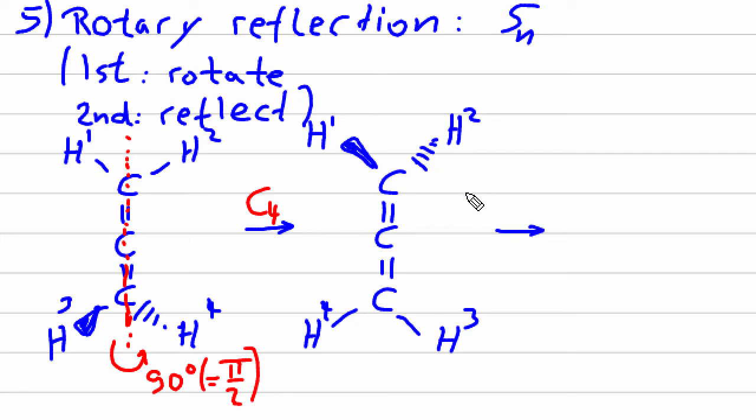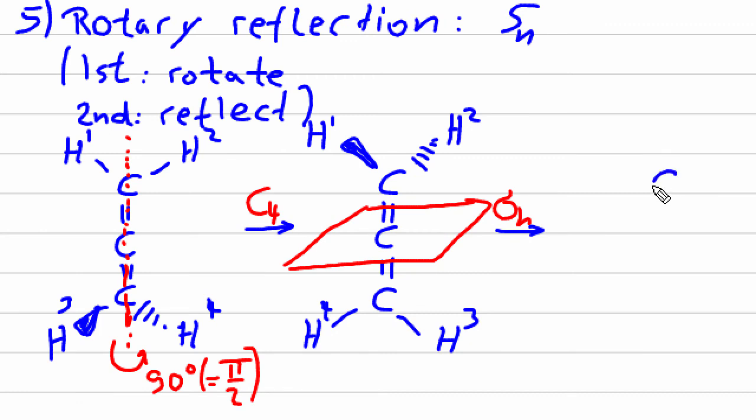Now the second step is to do a reflection. Now also here, let's think about where we see a reflection plane in this molecule. So in this case, it's a reflection around a horizontal mirror plane called a sigma h, and this h stands for horizontal. Let's see what happens to the molecule after we apply this symmetry operation.